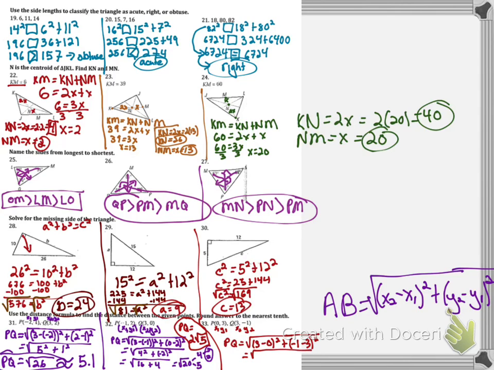We end up with the square root of 3 squared plus negative 1 minus 3, which is negative 4. Negative 4 squared, which gives me the square root of 9 plus 16, which is the square root of 25. We know that the square root of 25 is 5.